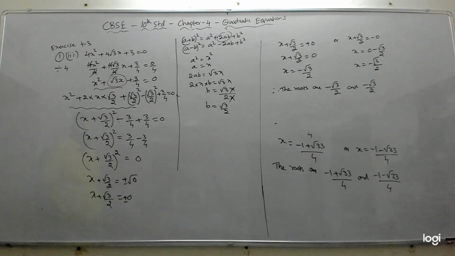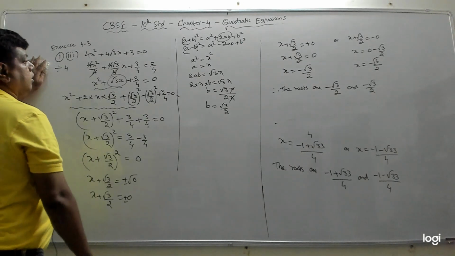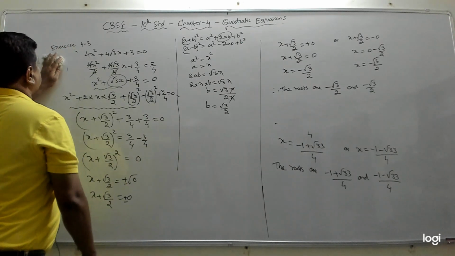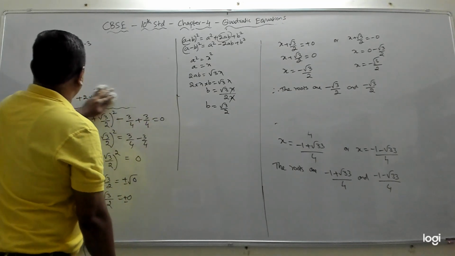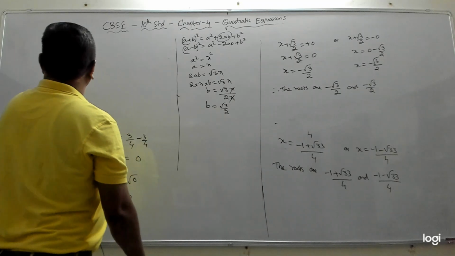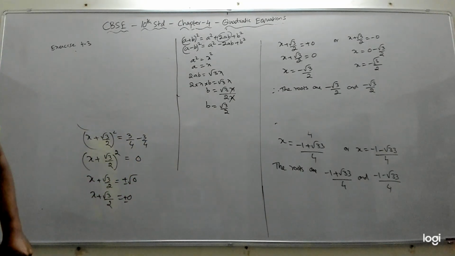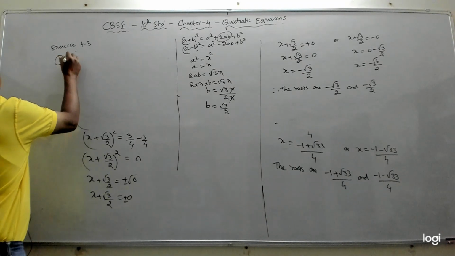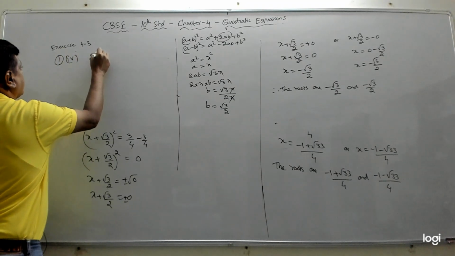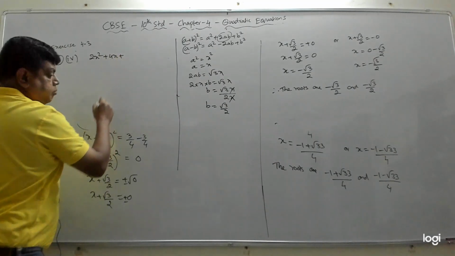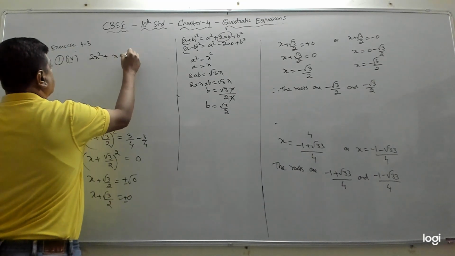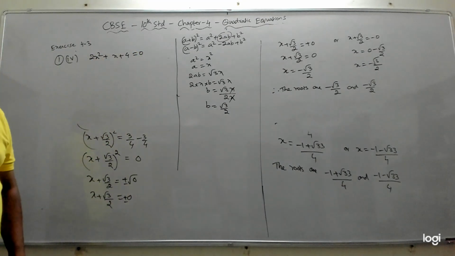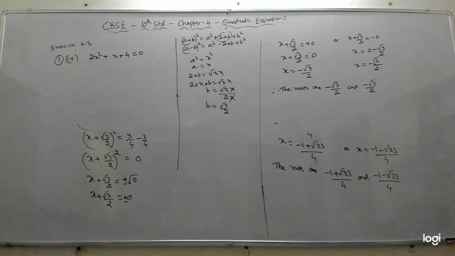Now we'll do the fourth subdivision in 1. So I'll erase this. The next one is, we have to solve by the method of completing square, 2x square plus x plus 4 equal to 0. We will solve this by the method of completing square.